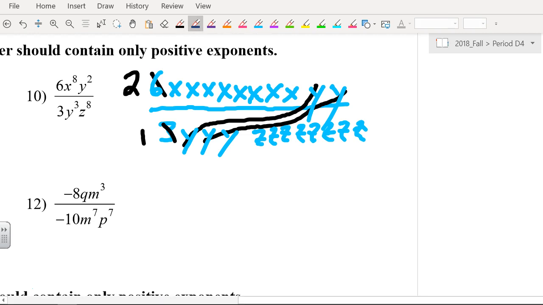Okay, so let's write our final answer in light blue. So 2 times x to the 8th power over z to the 8th power. There's one y left, so 1 y, and then z to the 8th power. Do we agree? Yeah. Excellent.